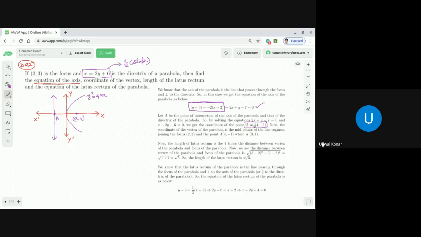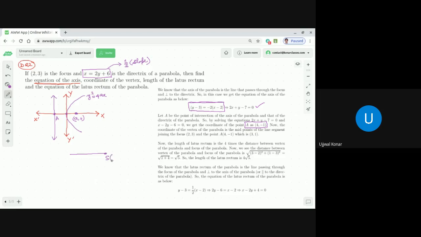Now, the coordinate of the vertex of the parabola is the midpoint of the line segment joining the focus and the point A. Correct or not? Dear students, all of you got my point? The coordinate of the vertex, this is the vertex, no? The coordinate of the vertex of the parabola is the midpoint of the line joining the focus. Focus is already given, 2, 3. Got it, no? So suppose this is the focus.